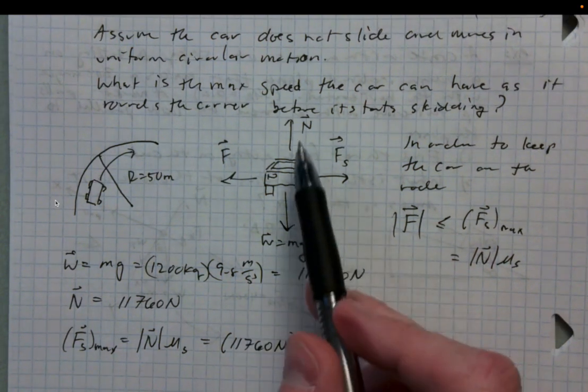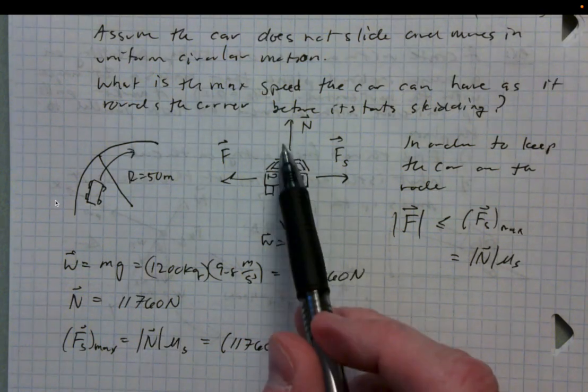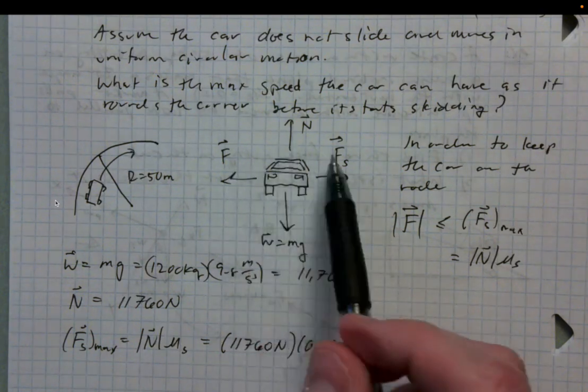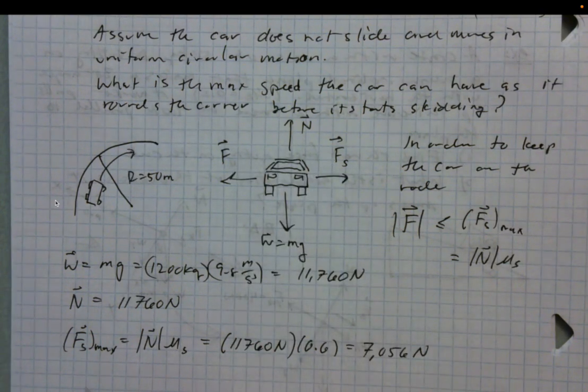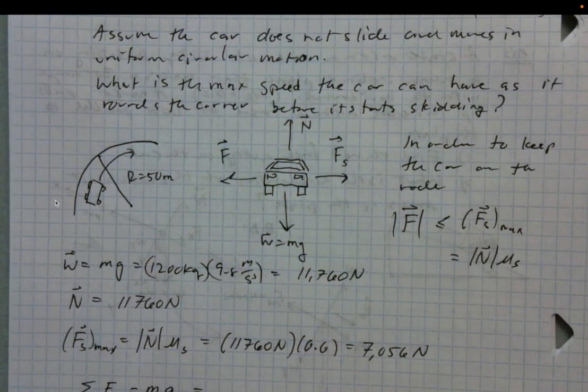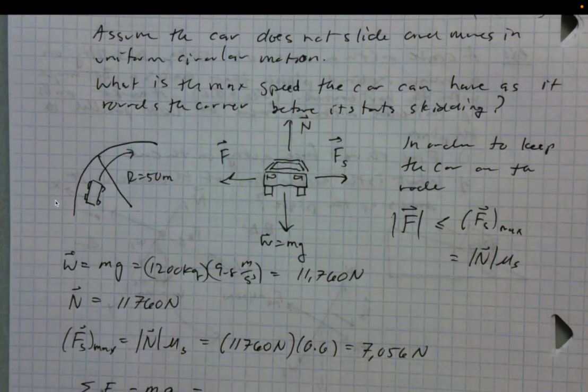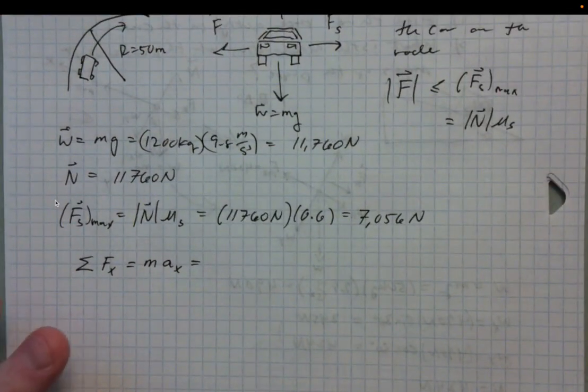Now there's nothing to worry about in the y direction. We've got equilibrium there. We're really interested in the interplay between these two forces. Right, and so what we have is the sum of the forces in the x direction needs to equal the mass times the acceleration in the x direction. Okay, now we're talking uniform circular motion, right? So this force vector is always in the direction of the radial acceleration, right?